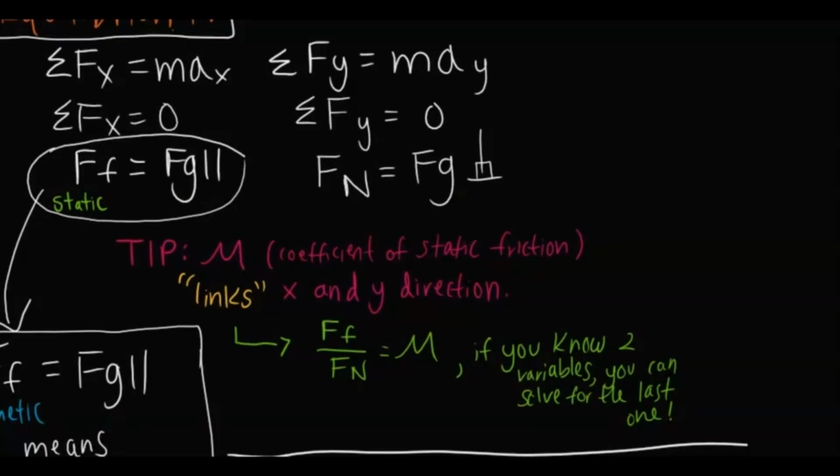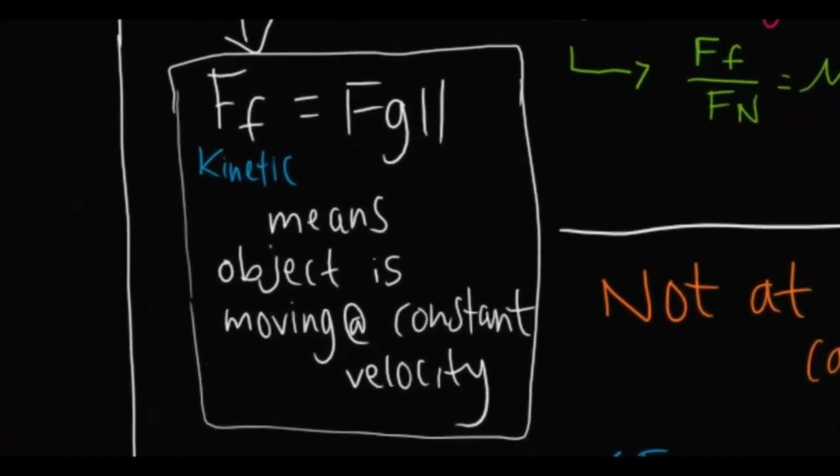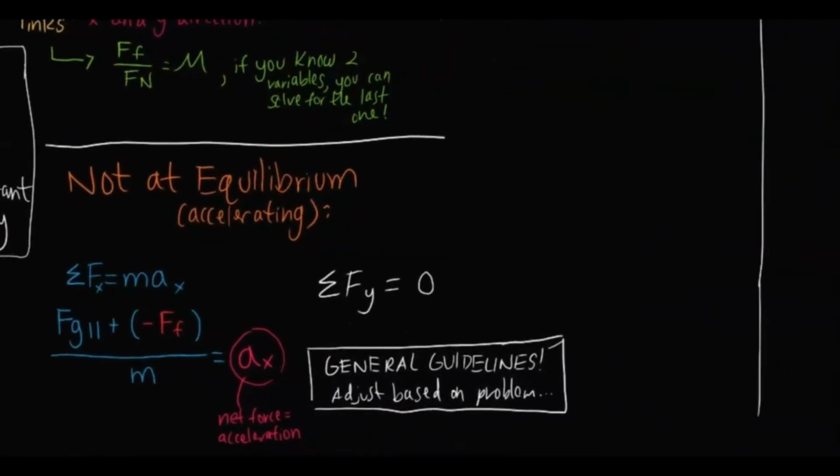Force of friction, we know acts in the x, and force normal acts in the y. And so that's sort of that link whenever you have a problem that's asking for one of those variables. And here's another thing: force of friction kinetic, if it does note that, means that the object is moving at a constant velocity, right?